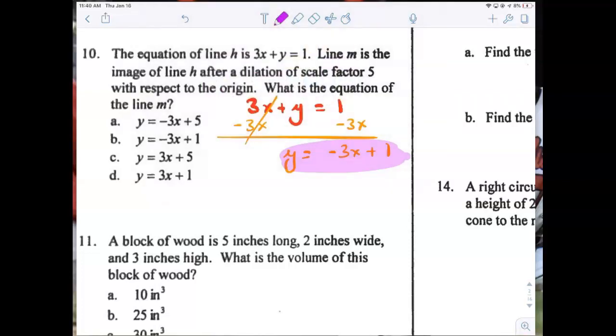And remember that when you dilate a line, you only change the y-intercept. You never change the slope. It has to be parallel, so you keep the same slope, but multiply the 5 by the y-intercept of 1. So 5 times 1 is 5.